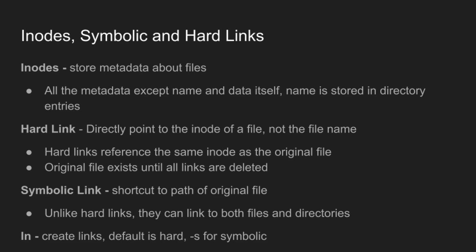There are 2 types. The default is hard links, and they directly point to the inode of the file, not the file name. They're a bit more durable in that they don't have dangling references, because the other type, symbolic links, are just a shortcut to a path. So if that file gets deleted, the links aren't updated, and you could potentially have links that lead nowhere. To create links, you use the ln command, and if you want to make them symbolic, add -s. If it's a directory, you can only use symbolic links.